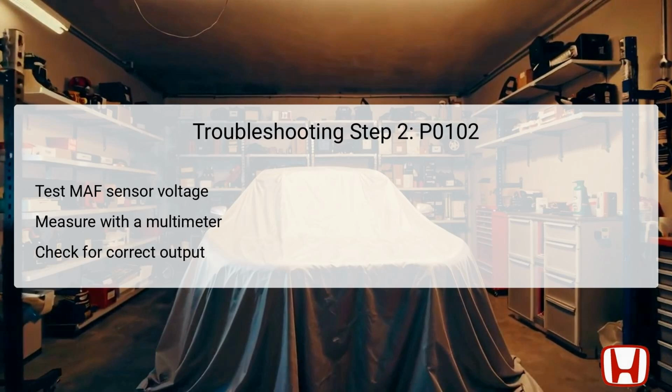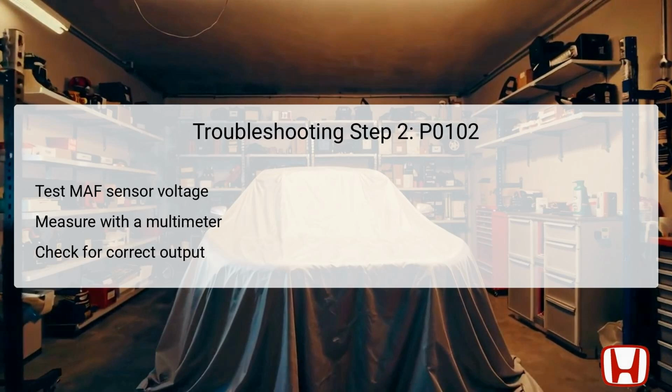Use a digital multimeter to measure the voltage at the MAF sensor's connector while the engine is running. A healthy MAF sensor should provide a voltage reading above the lower limit of 0.10 volts. If it's below this threshold, the sensor is likely faulty. Ensure that the engine is at normal operating temperature for accurate results during the test.